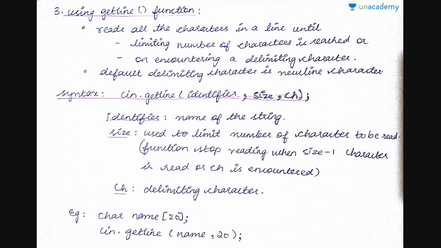Another option is using the getline function, because get just takes in one character at a time. Getline takes characters in a line until the limiting number of characters is reached, or a delimiter is encountered. So it is like either this or that, either if you reach the size first, or if a delimiting character is encountered. Usually the default delimiting character is the new line character, otherwise specified. Otherwise we specify it in this getline function.